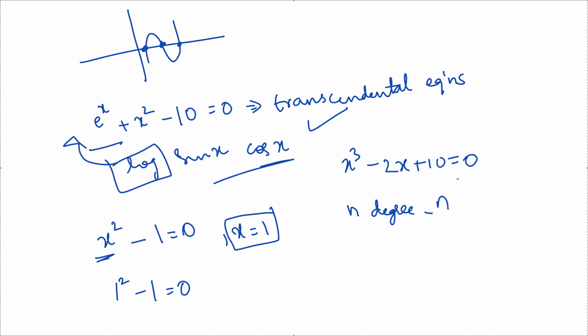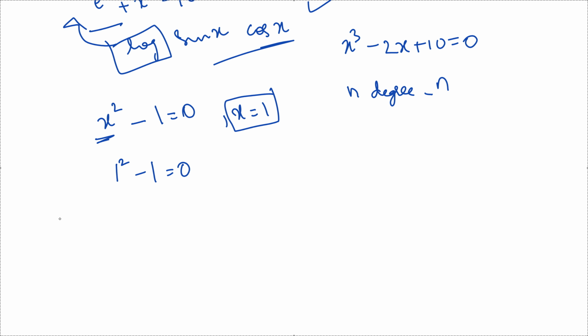So let's start with our actual method, which is the bisection method. This bisection method is one of the methods which helps us to find the roots of transcendental equations.